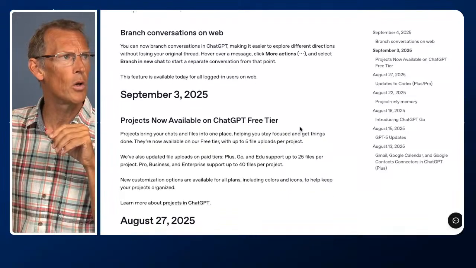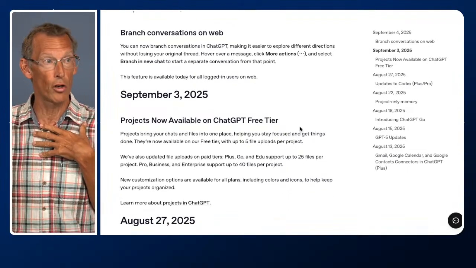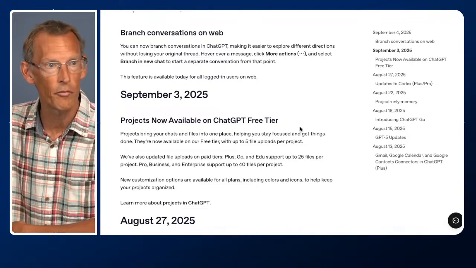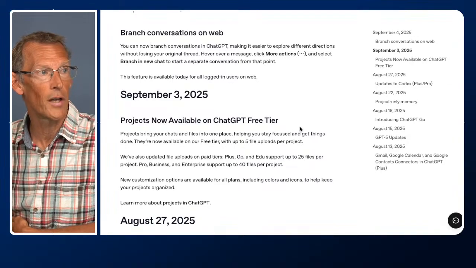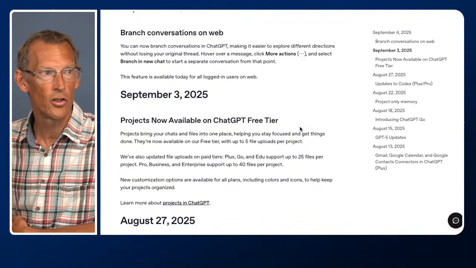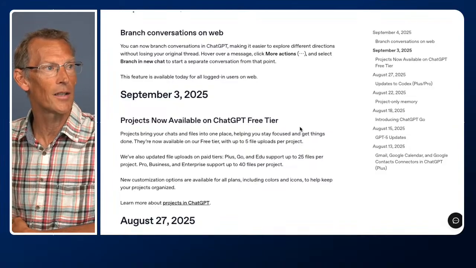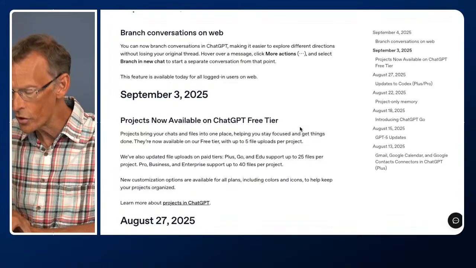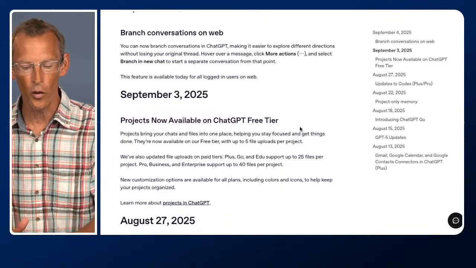And then also the day before, on September the 3rd, one of my favorite features is projects. I know many people in the AI Academy love projects. And if you are not yet on a paid account, the good news is that they released projects to the ChatGPT free tier as well. So if you're on free, you can start playing around with projects, and that will mean you'll understand what the fuss is that I'm making about them, because I think they are awesome.